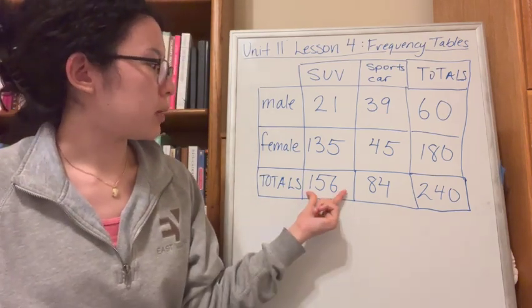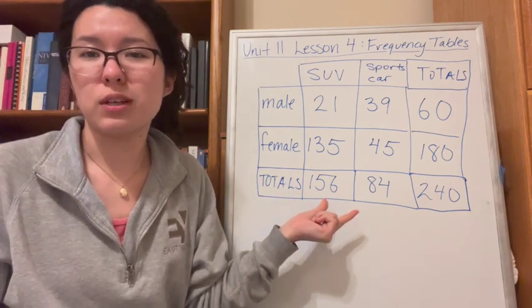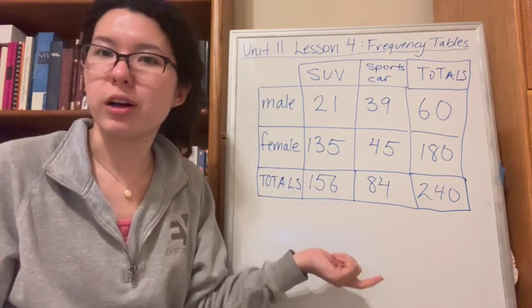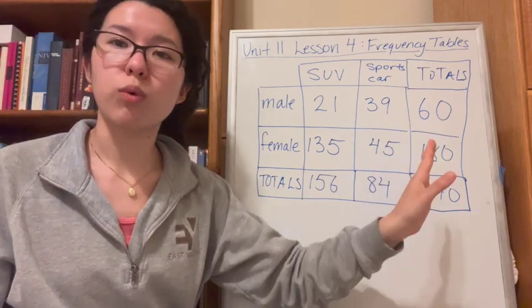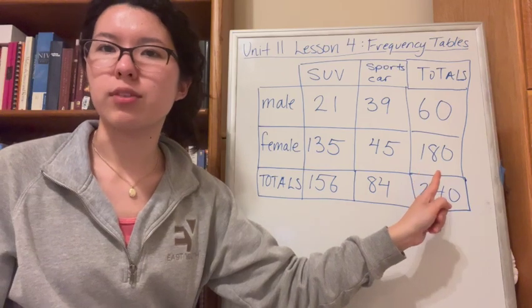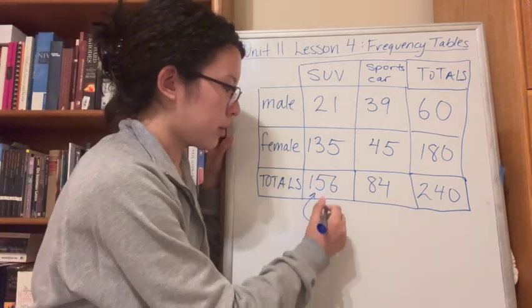So of all the people, 156 of them like SUVs. I'm only talking about one variable here. Of all the people, regardless of what car they like, 180 of them are female. So I'm just going to label that last of all, and we'll stop there for this lesson.